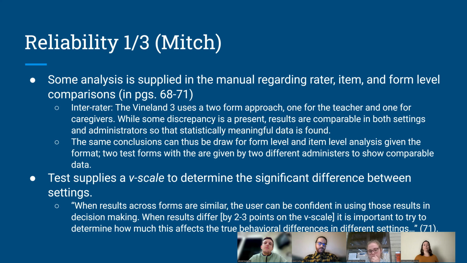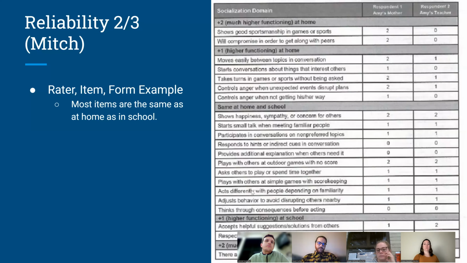The manual itself says when results across forms are similar, the user can be confident in using those results in decision making. When results differ by 2 or 3 points on this V scale, it's important to try to determine how much this affects the true behavioral differences in different settings. And that just goes back to what we've been talking about all course, in that you have to use multiple data points to make decisions for the learner.